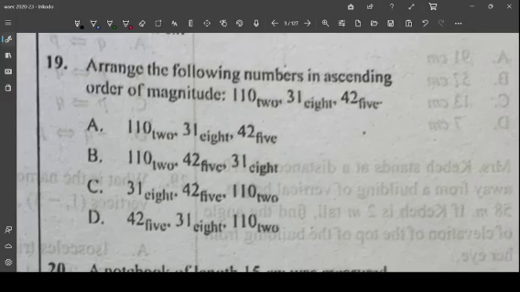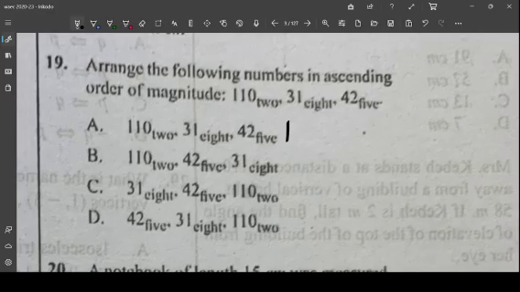Question number 19 says arrange the following numbers in ascending order: 110, 31, 42. You notice they are in different bases. The first thing you want to do is to simply convert them to a uniform base, which is base 10, and then you can compare. We are going to convert 110, we are going to convert 31, and we are going to convert 42.